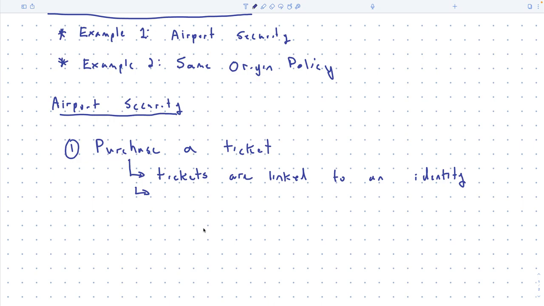Okay, so sometimes you'll attach it to the ticket itself, but there's no actual ID check. So if you knew my name, my passport number, or whatever, you could book a ticket for me. Could you board the plane for me? No. So at the ticket step, there's no ID check. You don't have to show your passport or something like that.